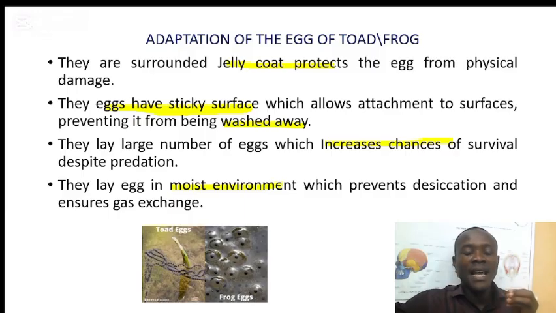And lastly, they lay eggs in a moist environment. Since these eggs do not have a shell on them, they are laid in a moist environment to prevent desiccation. That means to prevent them from being dried up. Because immediately the egg is dried, it will not be able to hatch into a larva. And to ensure gaseous exchange, because the egg does not have a shell, they can use it to respire.